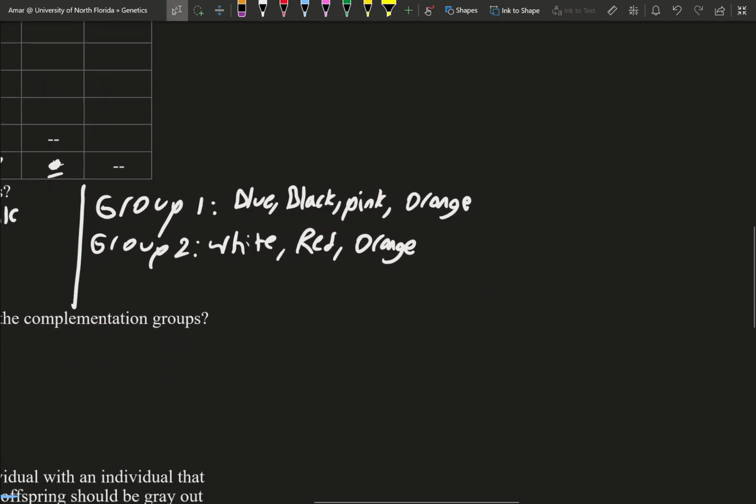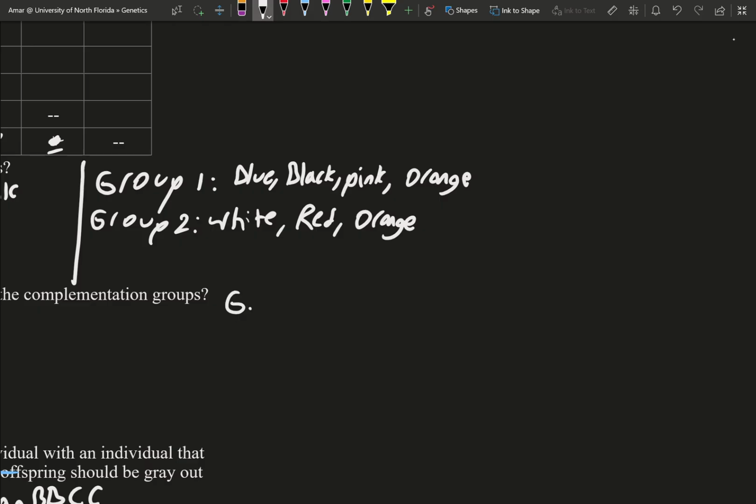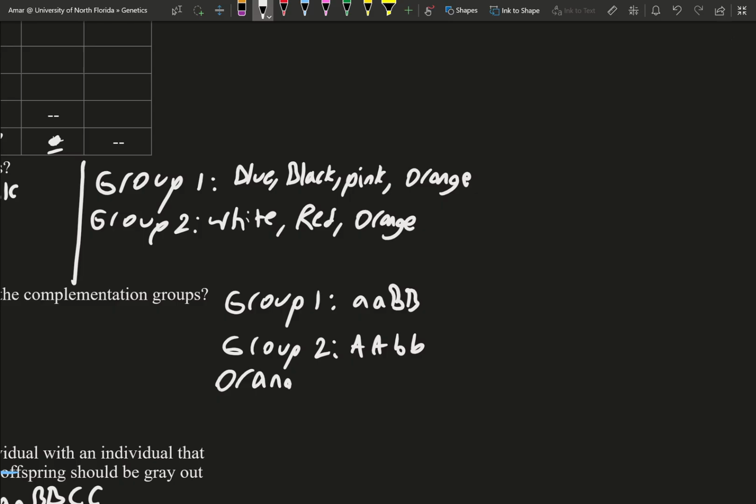So if that was the case and you have this situation, now you have 2 different groups. Their genotypes we can write down. Group number 1 will be little a, big B. Group number 2 will be big A, little b. And then because orange is a part of 2 different groups, we're going to write down a separate genotype for that one. Orange is going to be little a, little b.